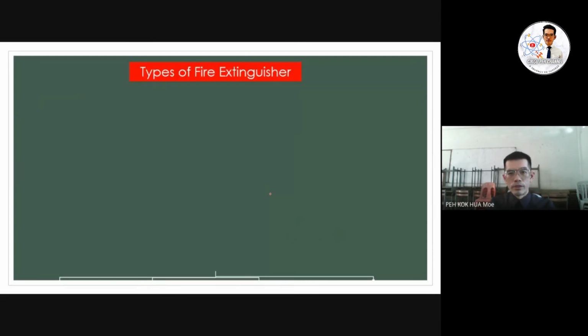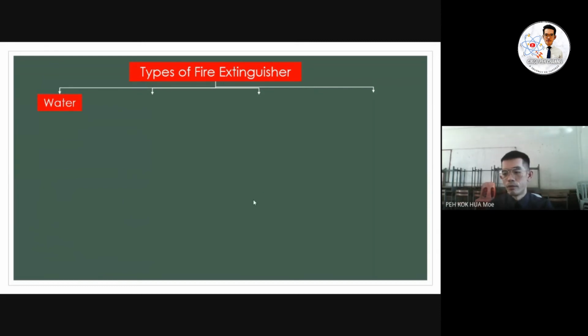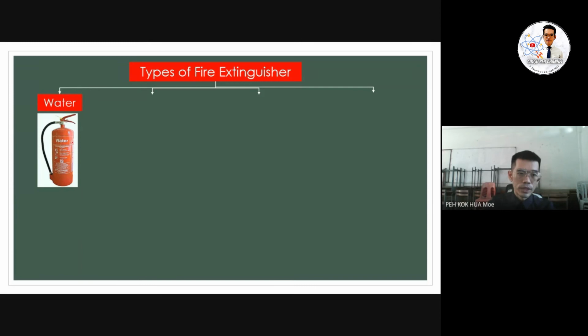So here we have 4 types of fire extinguisher, which you already learned in Form 1 Science Chapter 7. The first is the fire extinguisher which contains water. The water type will be labeled with red color, you can see in the figure here. Water can be used to put off fires caused by solids, such as clothes, paper, and wood. The water is actually cooling down the fire, so that means removing the component of heat.